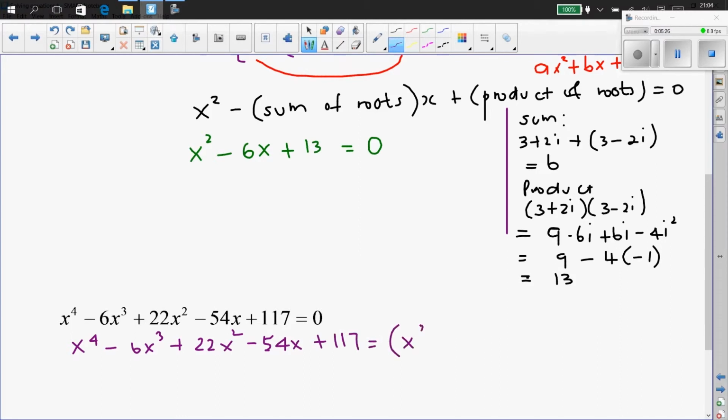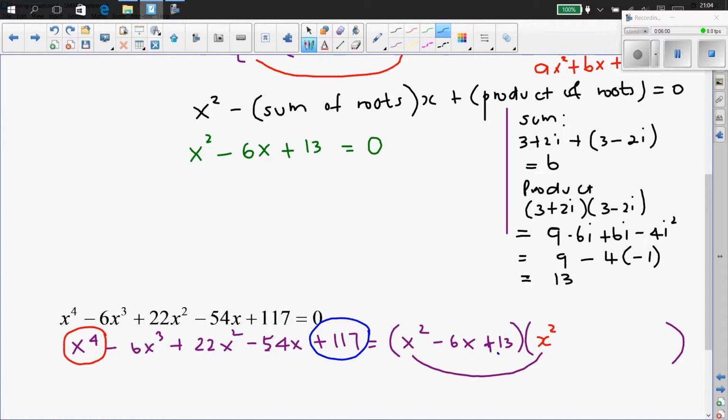We got x squared minus 6x plus 13, and once again I'm going to use the inspection method to work out the other factor. In this situation I am multiplying x squared times x squared. So the first term of my polynomial is 1x to the 4, so 1x squared times 1x squared will give me 1x to the 4. The next thing I'm going to look at is my constant, which is positive 117. So I ask myself, 13 times what? 13 times positive 9 gives me 117.